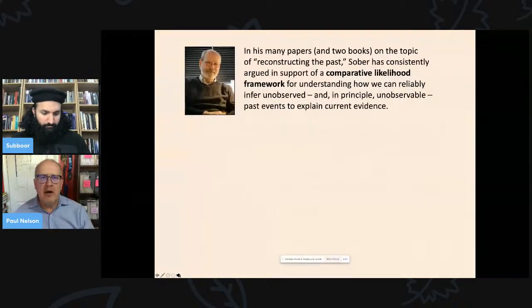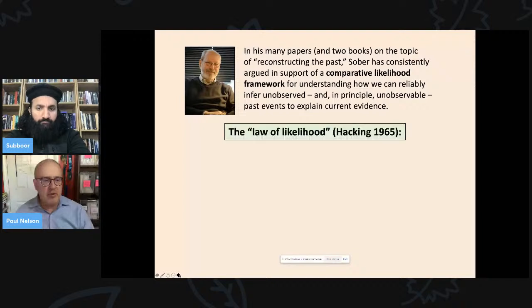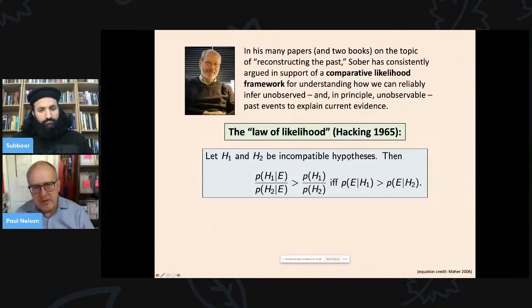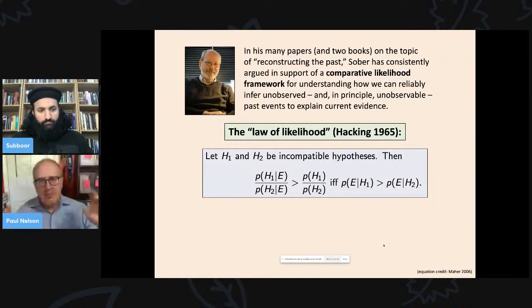He really gives them a great deal of thought. So he has consistently argued in support of a comparative likelihood framework for understanding how we can reliably infer unobserved and indeed unobservable past events to explain current evidence, using what Hacking in 1965 dubbed the law of likelihood. Now, please don't be put off by this formula. I'll kind of walk you through it here. We've got H1 and H2, and these are empirically incompatible hypotheses, meaning they assert things about the world that cannot both be true, or they cannot be true at the same time, such as there was a last universal common ancestor to all Earth life. There was not a last universal common ancestor to all Earth life.